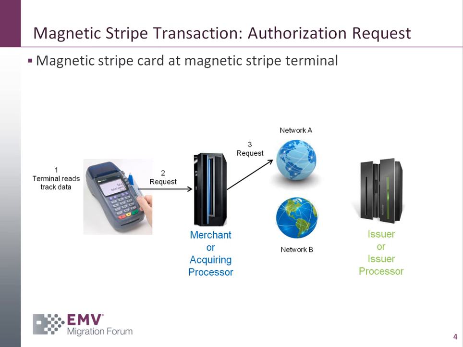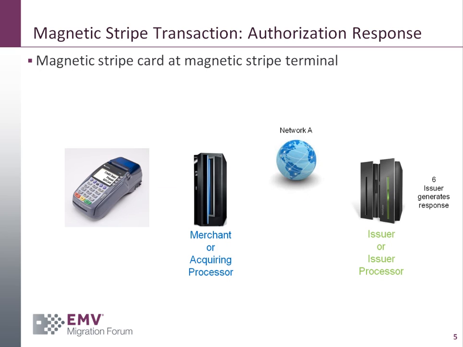Eventually, the transaction request will reach the issuer, and the issuer will make their authorization decision. The issuer will generate a response and send it back to Network A. Network A will forward the response to the acquirer, and the acquirer will pass information to the terminal, such as whether the transaction was approved or declined.